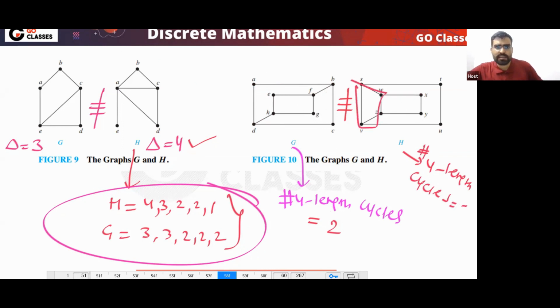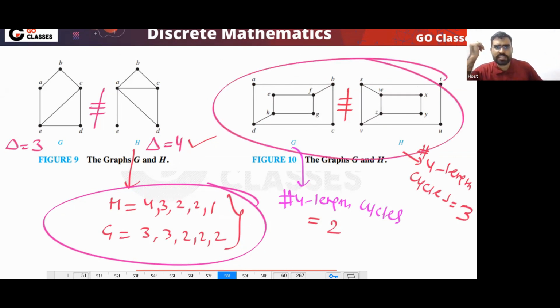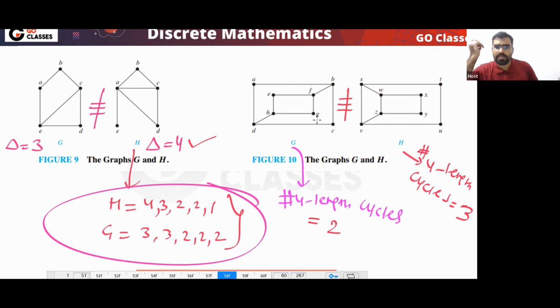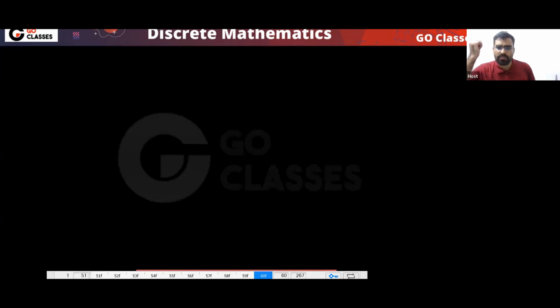This is a 4 length cycle. Basically, that is greater than or equal to 2. I can say that is 3. So the number of 4 length cycles is different, so they are not isomorphic. You can notice here, the number of vertices is the same, number of edges same, degree sequence same, diameter same, maximum degree same, minimum degree same. But the number of 4 length cycles is different. So I can say these are not isomorphic.